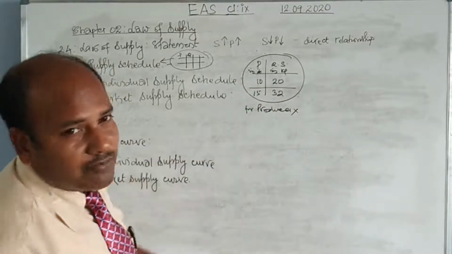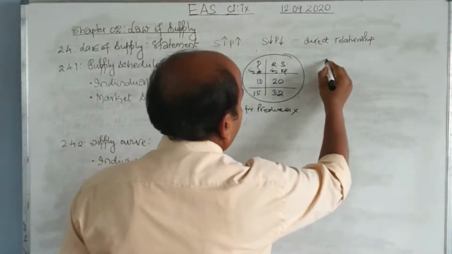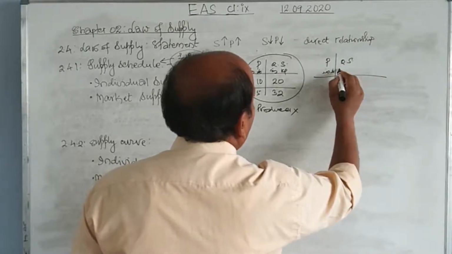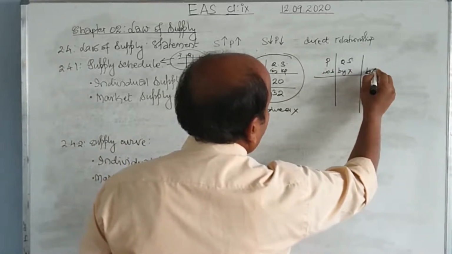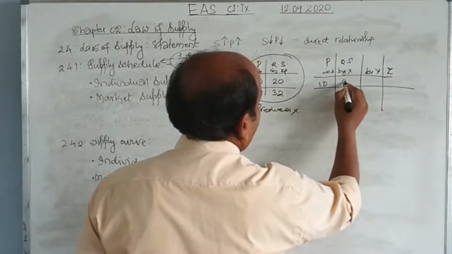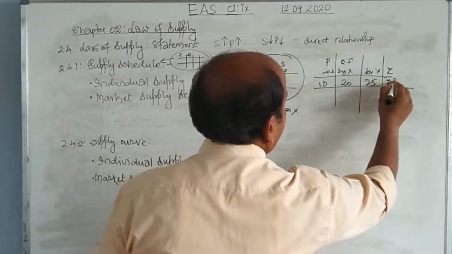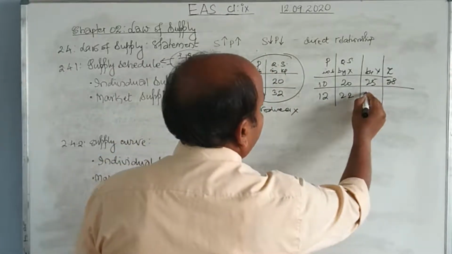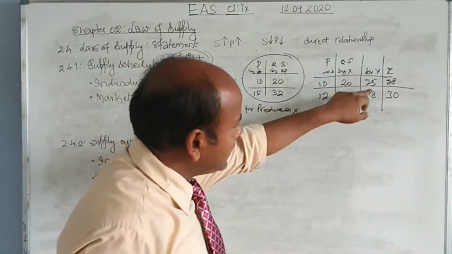But if the same kind of table is shown for different individuals or different suppliers, like, for example, the price is given, price in rupees, and these are quantities supplied by X, by Y, by Z. Three persons are there in a place. So at 10 rupees he was supplying 20. Somebody may be willing to supply 25 or 28, and then when the price increases to 12 rupees, he may increase to 22, 28 or 30. So three persons are there, no? X, Y, Z.